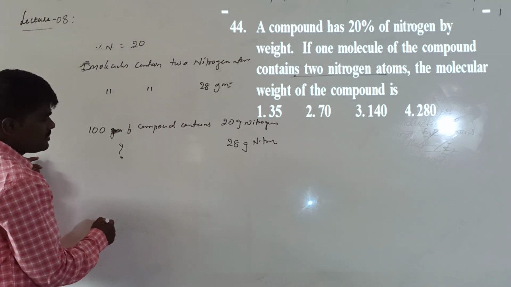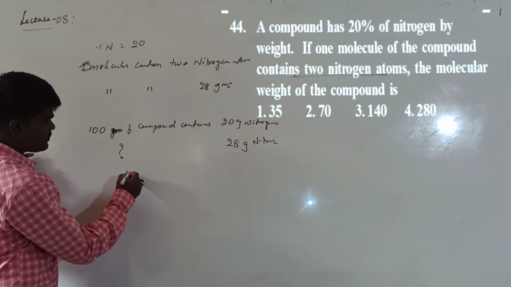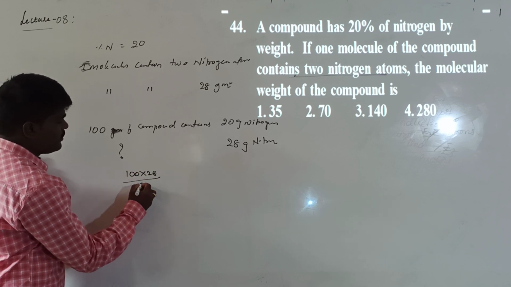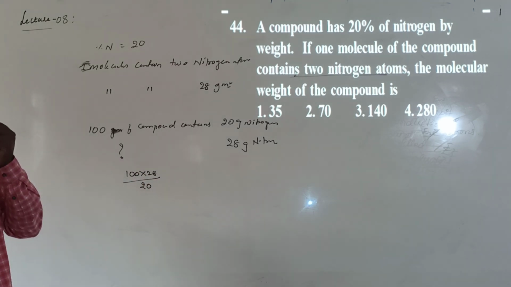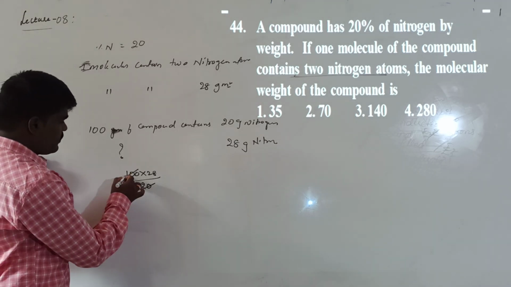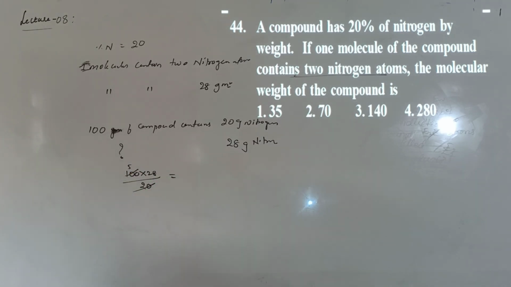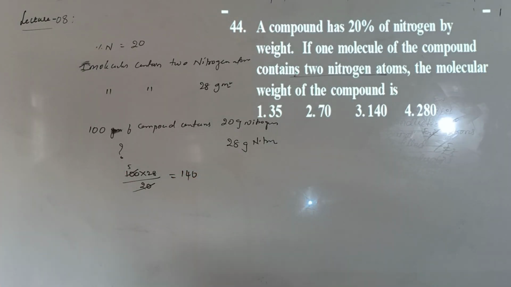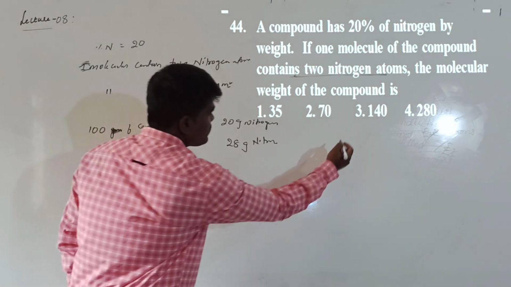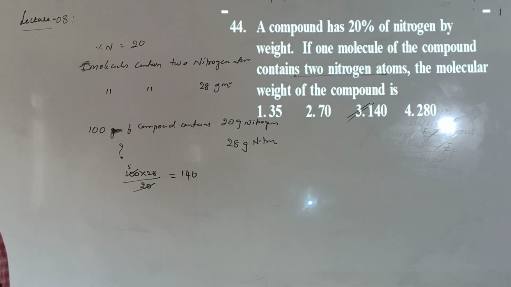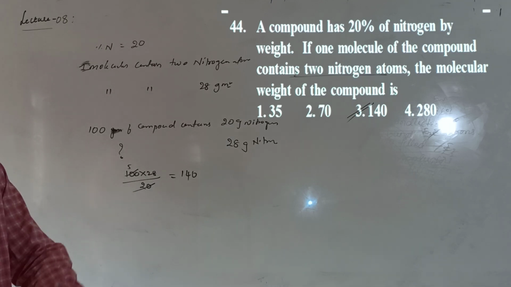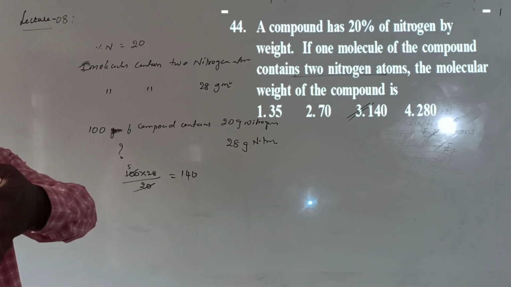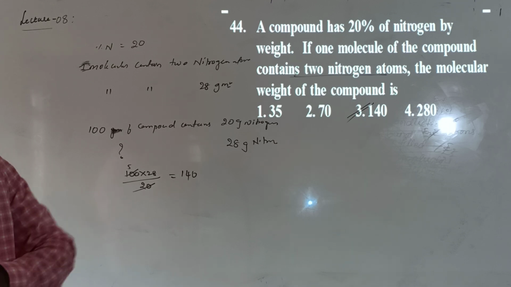So it's just a cross multiplication. Right? What it comes to? 100 into 28 upon 20. Right? How many times does it go? 5 times. How much does it come to? 140. So the molar mass of the compound is 140. Are you getting this? From the given information, you need to find out the molar mass of the compound in this way. He has given two pieces of information regarding the nitrogen: the percentage of nitrogen as well as the number of atoms of nitrogen present in one molecule.